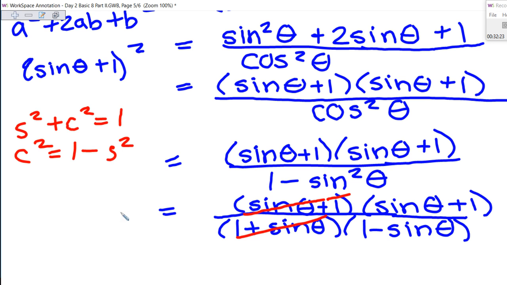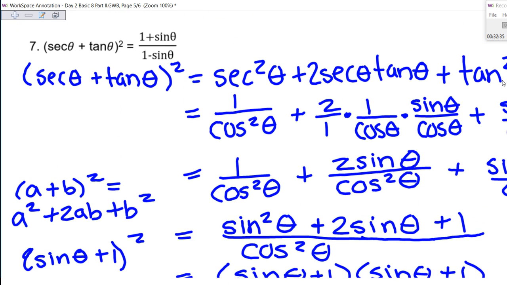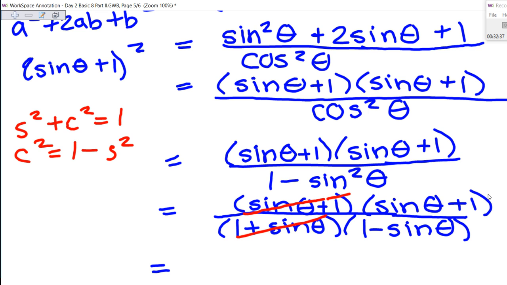So when I write my final answer, make sure your final answer matches what we were given on the right side. So should I leave it as sine of theta plus 1 in the numerator? No, I need to change it. With the commutative property of addition, I can switch it. It means the same. So I'm going to change this to 1 plus sine of theta over 1 minus sine of theta. So we have now proven the left side equals the right side. Took a long time, but we made it.